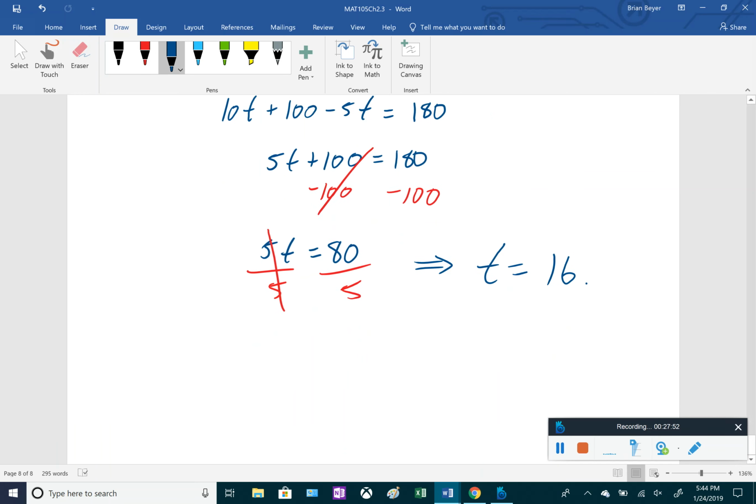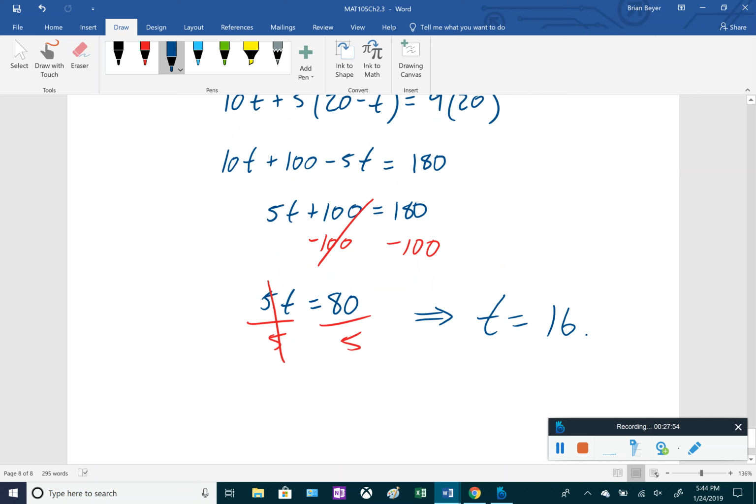Okay, I believe that's the last page. Yep, last page. So that's it for chapter 2.3.